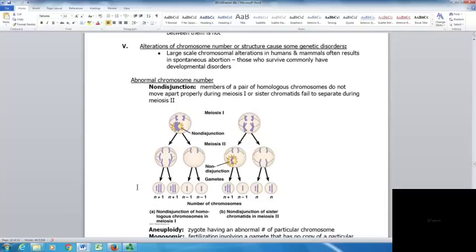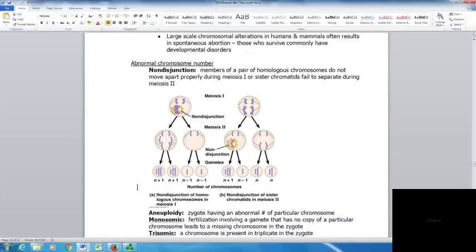You have members of a pair of homologous chromosomes that don't move apart properly during meiosis 1, or sister chromatids that fail to separate during meiosis 2. Here you can see if you have a non-disjunction in meiosis 1, over here on the left, one cell is going to get 3, one's only going to get 1. So half the gametes have an extra chromosome, half are going to be missing some.